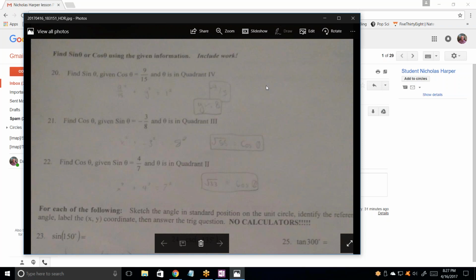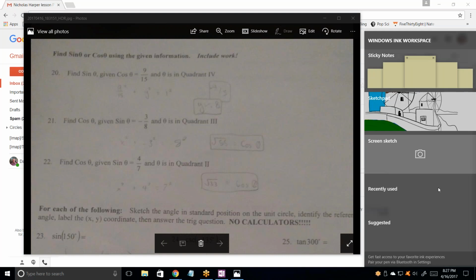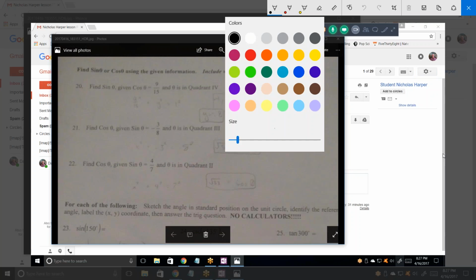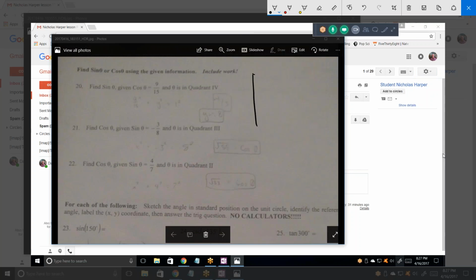All right, 20. I'll do this real quick. When they give you one trig function and what quadrant it's in, the problem really becomes rather easy. The solution is always draw a triangle. Even though this may not be the way they teach you to do this in class, this is the best way to do it, trust me. Draw a triangle and label theta.